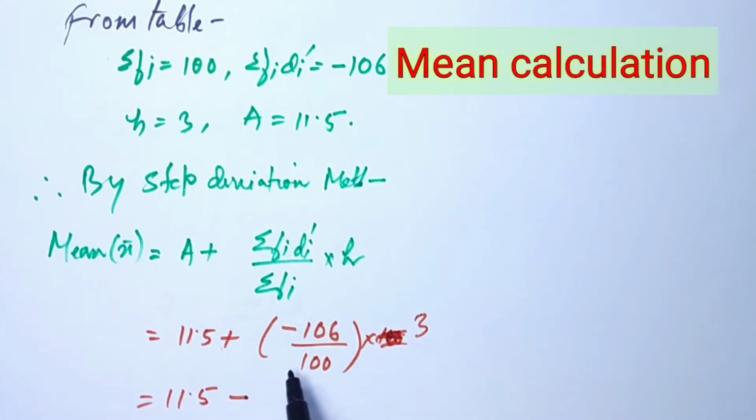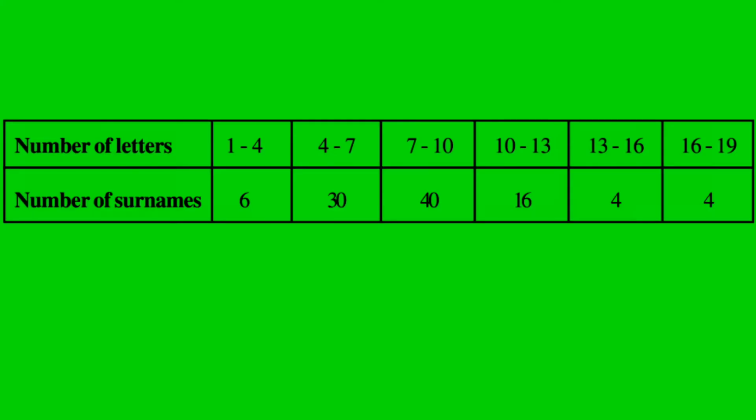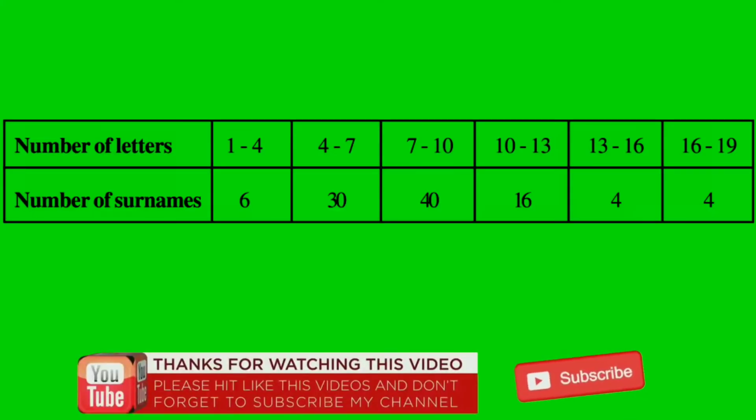So if we divide, we get 3.18. After subtracting it, we get 8.32, which is our mean. Now let us calculate the mode.